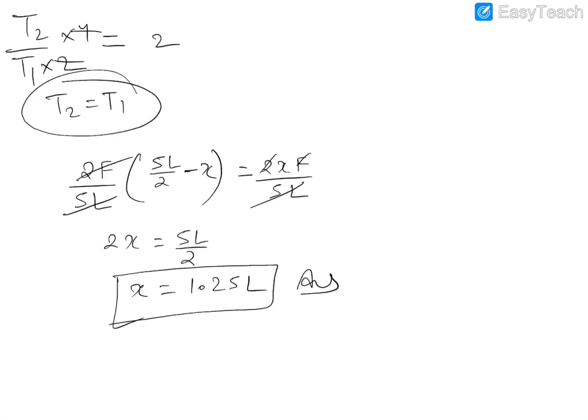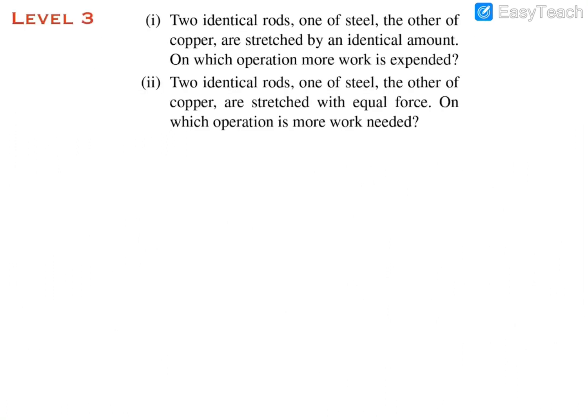Okay, now we move on to the next question. In this question, it is given that there are two identical rods, one of steel and the other of copper. They are stretched by the same amount, so extension on both of them is the same. We have to find out in which operation more work will be required.